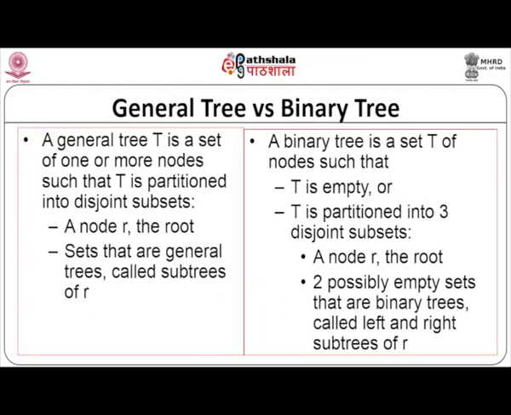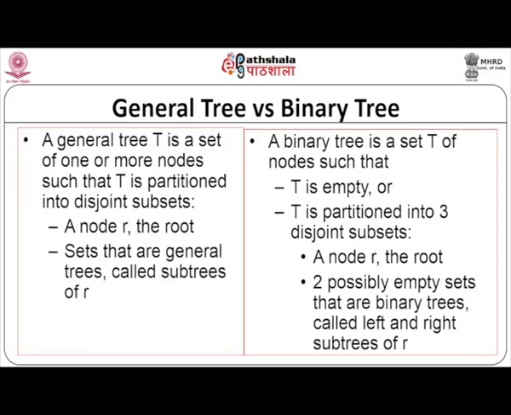Now, let us first compare general trees and binary trees. A general tree is a set of one or more nodes such that T is partitioned into disjoint subsets. We are not saying how many subsets. So, you have a node R, the root, and the sets that are general trees called subtrees of R. This is the definition we gave for a general tree before.